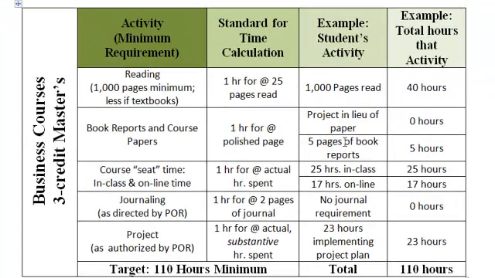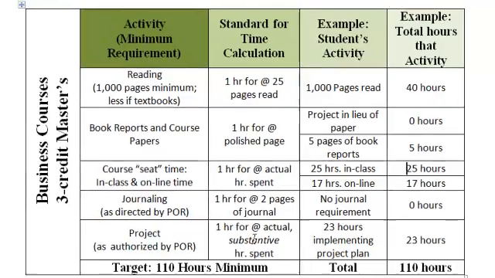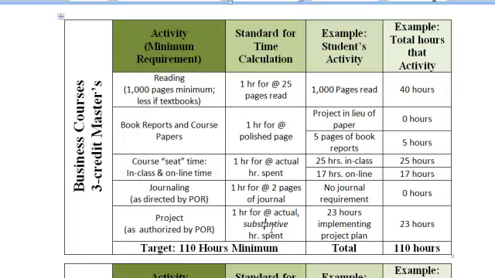Here we have 5 pages of book reports equals 5 hours. Seat time, meaning either in class or online, is 1 hour for 1 hour, so it's straight across. If you spend 25 hours in class, we equate that to 25 hours that you've spent. If there was no journal, no hours. Project, we equate 1 hour for an actual hour spent writing. We anticipate that for this course, they're anticipating 23 hours.